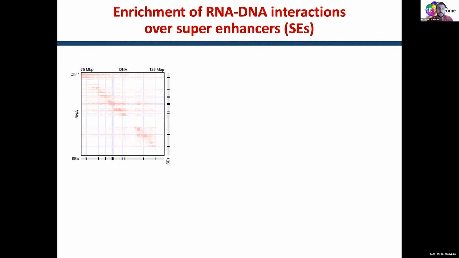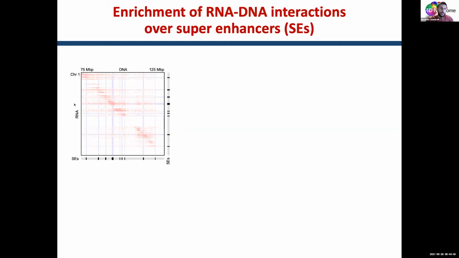And as you can see here, they can be represented on a heat map, same as IC data. The only difference is that on the rows, we have RNA ends, on the columns, we have DNA ends. And this means that we don't have any more the symmetry that we observed in IC.